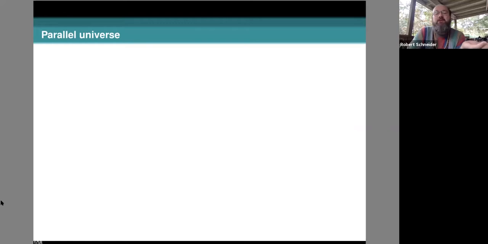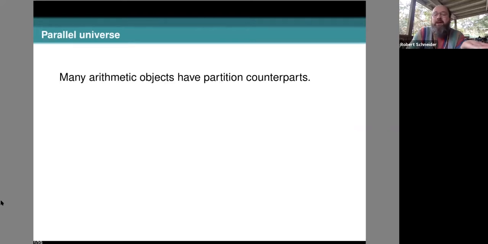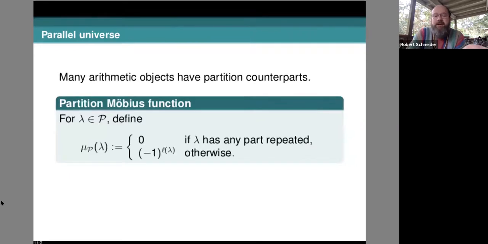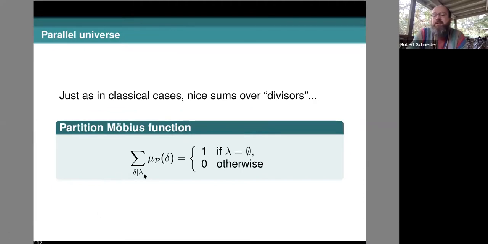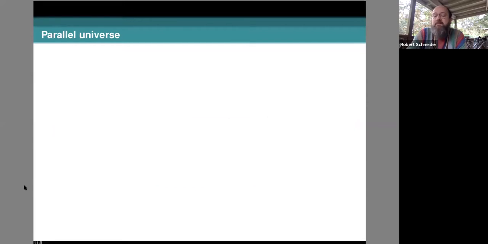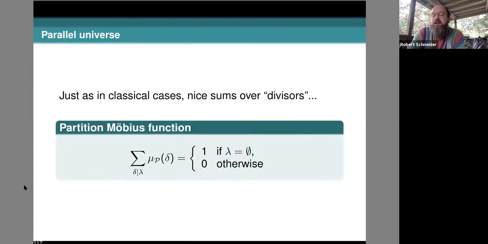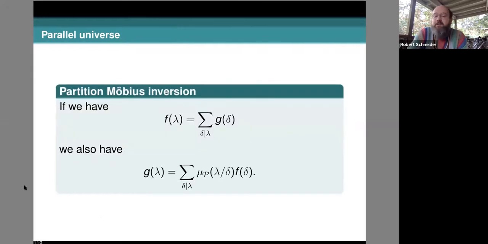So we have these two parallel universes of number theory. And we'll see that many objects from arithmetic have partition counterparts. Just like with sums over divisors, we have sums over subpartitions. And it looks just the same using the notations that we've set up here. And just like the classical case, the sum of the partition Möbius function over the subpartitions, like the partition divisors of lambda, a partition, acts just like the Möbius function. You can see it's the same theorem. We replace the empty partition, that replaces 1 in the conditions. We have partition Möbius inversion.